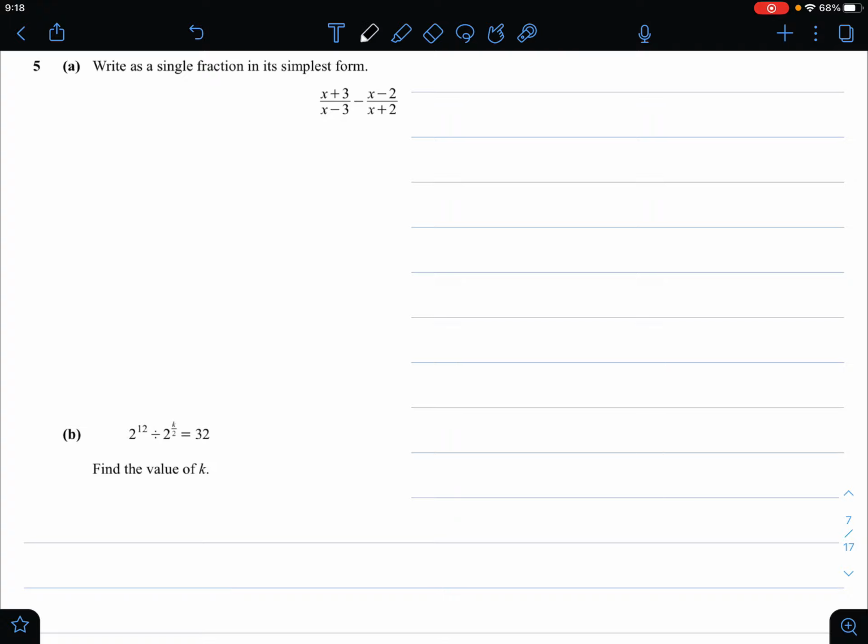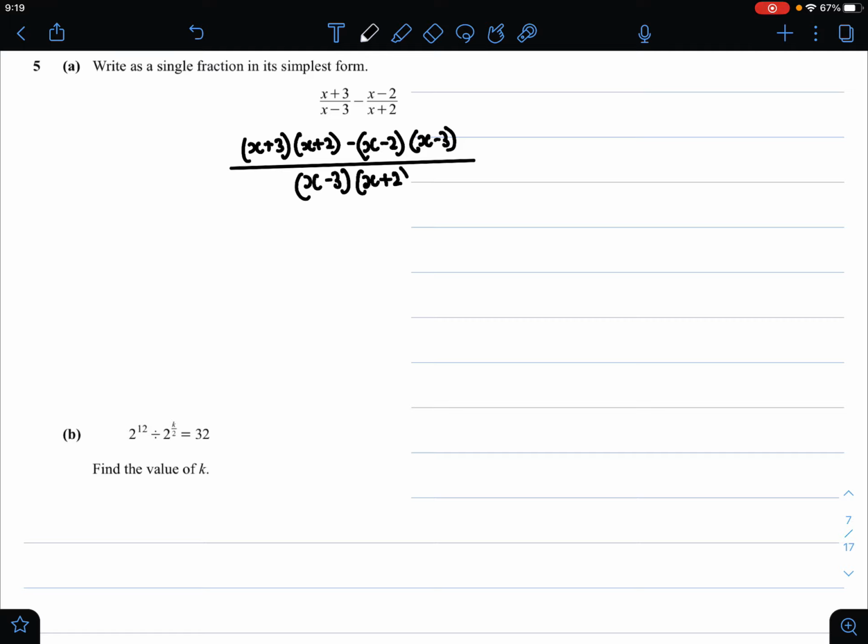So let's do that. How we do that is we have to take the LCM, and to do that we need to cross multiply. So we will write this as x plus 3 multiplied by x plus 2 because that's the denominator in the other fraction, minus x minus 2 multiplied by x minus 3 because that is the denominator in the first fraction. The whole thing divided by x minus 3 multiplied by x plus 2.